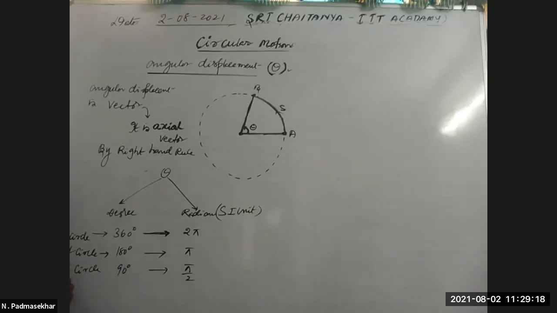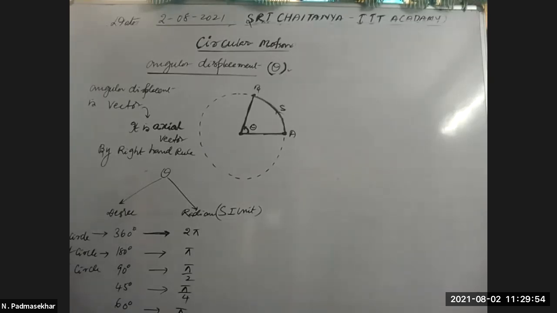See, దీంట్లో మళ్ళా suppose 45 degrees, దీంట్లో half how much? Pi by 4 radians. And suppose 60 degrees, దీంట్లో 1/3. What is it? Pi by 3 radians. Okay na? Pi by 3 radians.